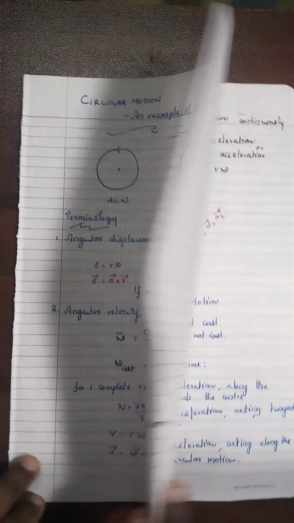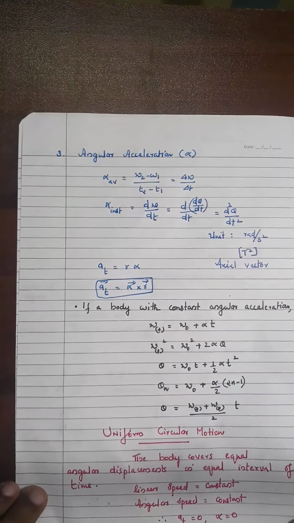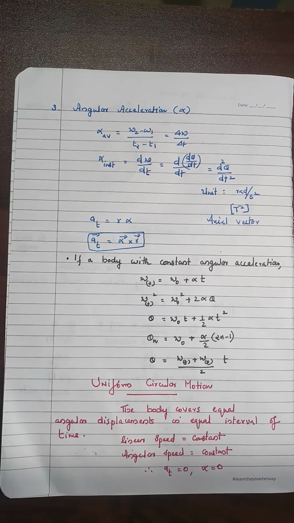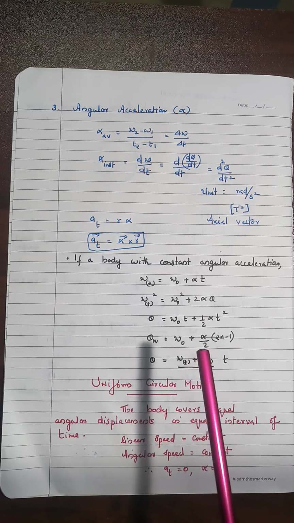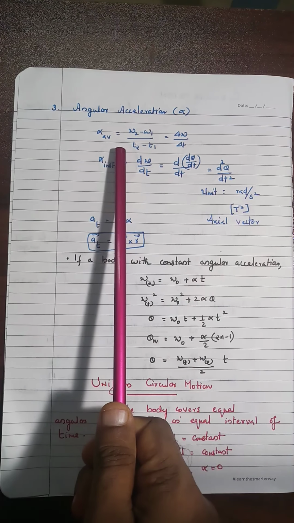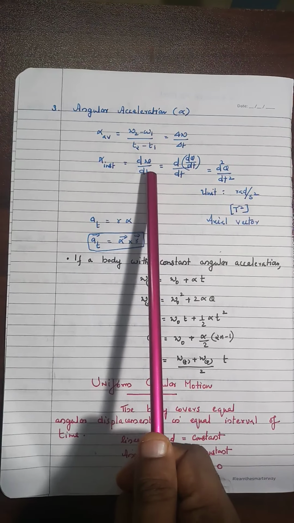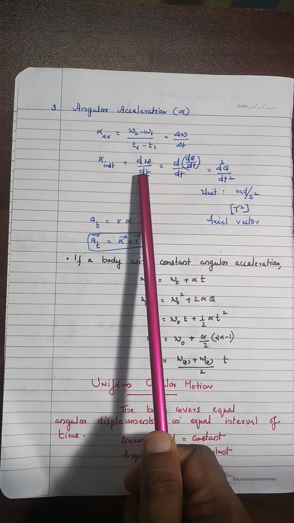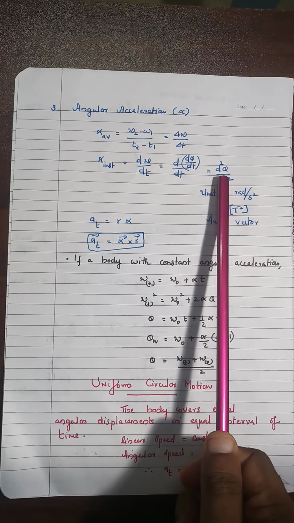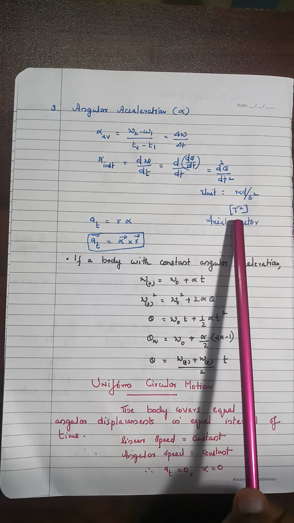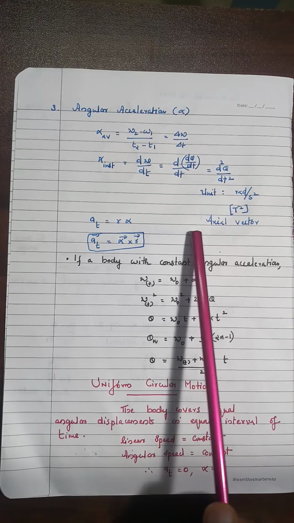The next term, there is angular acceleration. So in place of linear acceleration, in a circularly moving body, we can interpret the term the angular acceleration. The average angular acceleration is omega 2 minus omega 1 by t2 minus t1. The instantaneous is the first differential of omega or the second differential of angular displacement, and is expressed in terms of radian per second square with the dimension t raised to minus 2 and is a pure axial vector.